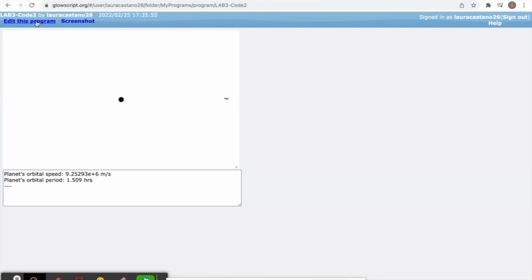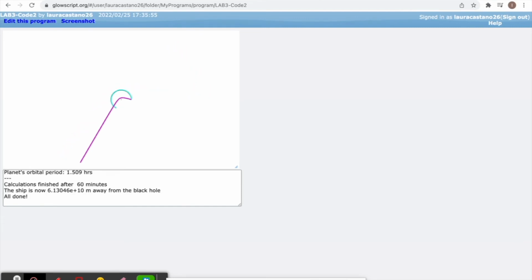When we run the code, we can observe the trajectory of the spaceship, which is the pink line, and we can also see how it approaches the black hole. We can see now that the spaceship successfully approaches the black hole, orbits it, and manages to exit without crashing. And these are the results.